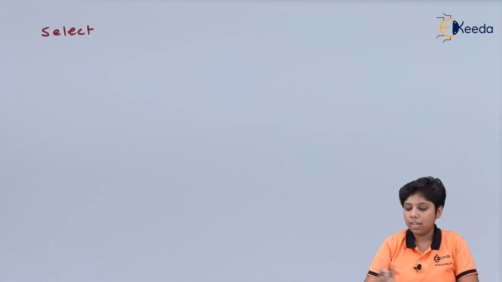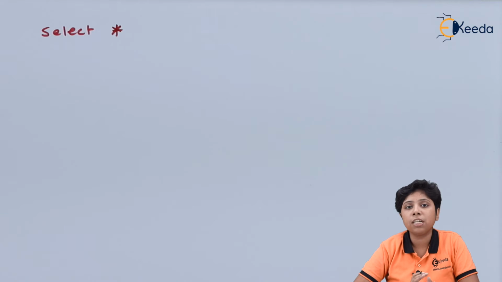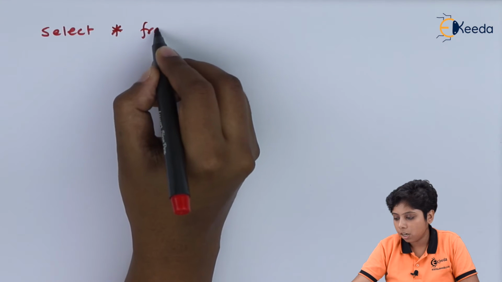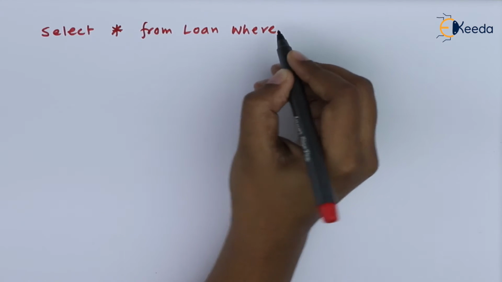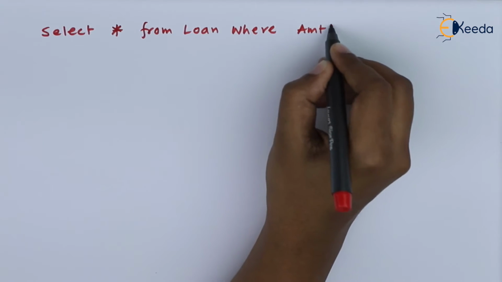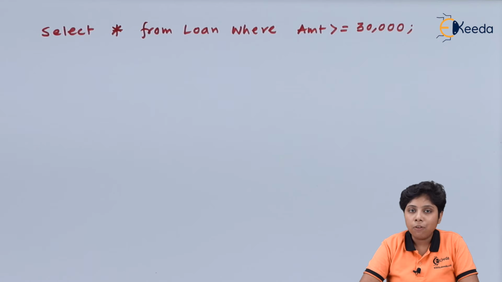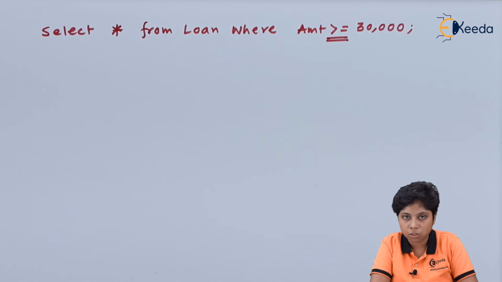So we can directly write select star, because we need all the attribute information without any updation of the information. We are just sorting down the list so that we can take only the information where the amount is greater than 30,000. So we can do it like select star from loan where amount is greater than equals to 30,000. But unfortunately, we cannot use this greater than equals to sign in an SQL query.